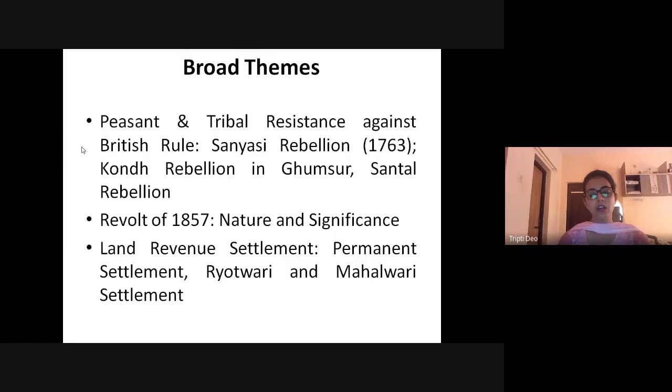राइट. सो ऑफ कोर्स ये भी एक चीज दिमाग में रखनी है कि India is a very diverse, geographically very diverse region. So one settlement system, one land revenue settlement system cannot work for all the other regions of India. So different revenue settlement systems were devised, like permanent settlement system for Bengal, Ryotwari and Mahalwari system for other regions, Madras, Bombay. So we will look at these aspects also during the course of our lecture.